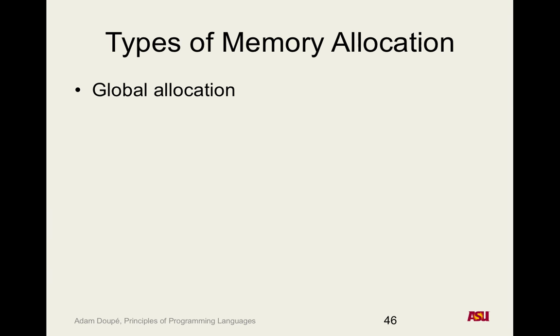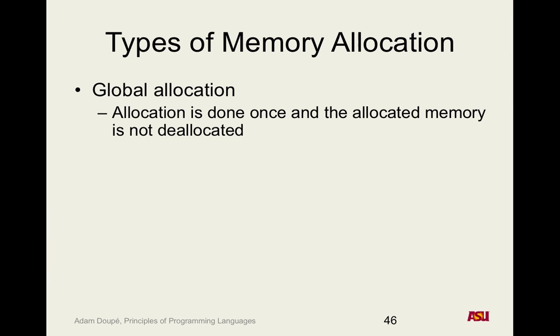I like to think about when is it allocated and when does that allocation end, right? So global memory is allocated once. It's done once, and it's never deallocated, right? Because various parts of the program could use that memory. Because that address or that variable is global, it's accessible to all parts of the program, so it doesn't make sense to ever deallocate it and give it back and unreserve that memory address.